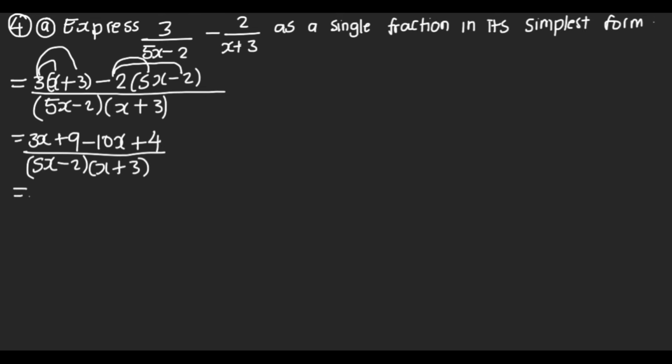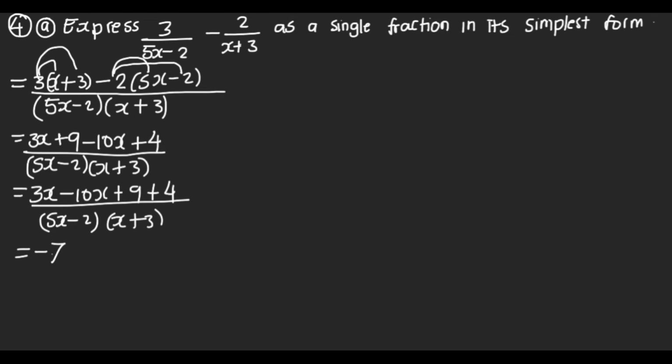So let's collect the like terms. So we have 3x minus 10x plus 9 plus 4 over (5x minus 2) in brackets, (x plus 3) in brackets. So 3x minus 10x will give us negative 7x, plus 9 plus 4 will give us 13 over (5x minus 2)(x plus 3). So this is the simplest form that we can go.